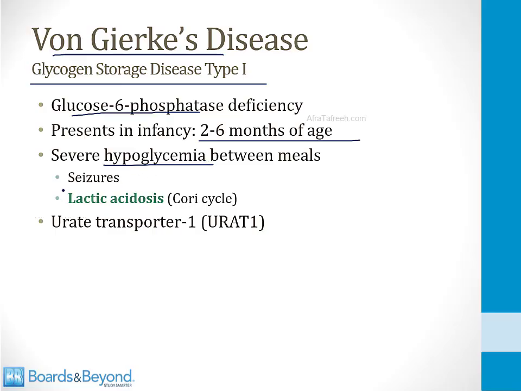These babies will develop seizures, and they can develop a lactic acidosis through the Cori cycle. And as we talked about before, anytime you have an increase in lactate, that can lead to an increase in uric acid. That's because the excretion of lactate and uric acid are linked via the uric acid transporter URAT1.